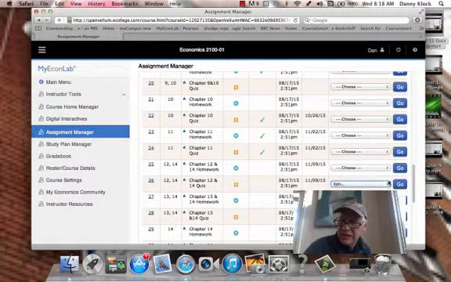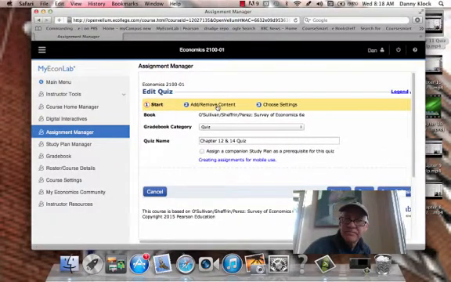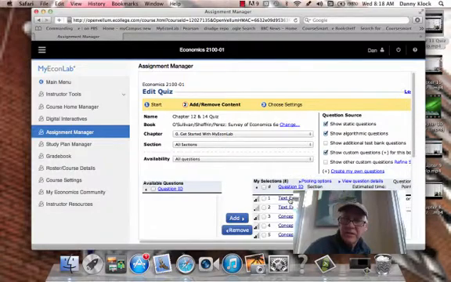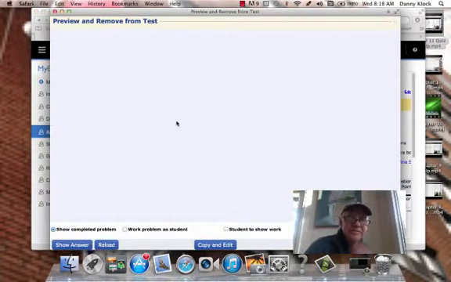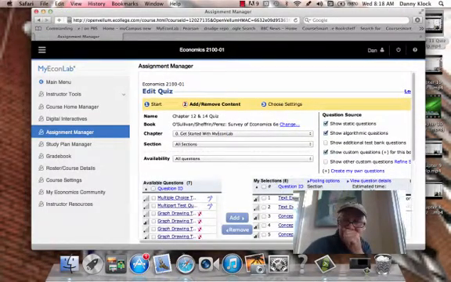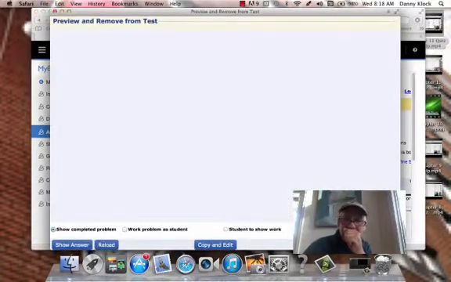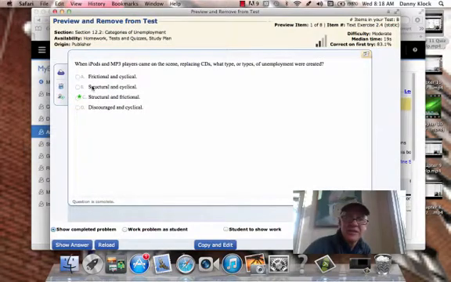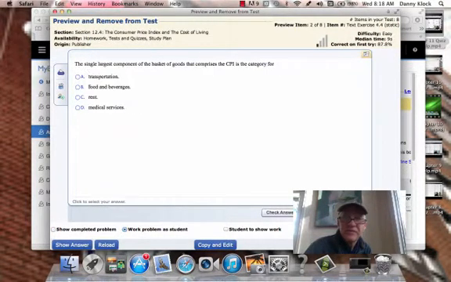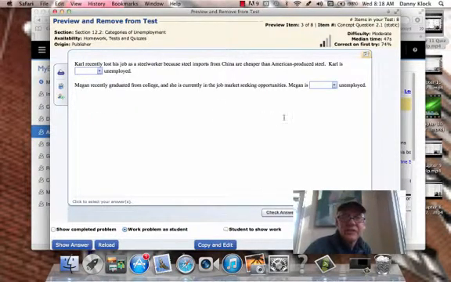Let me edit this thing. Look at my first one. It's loading, right? Same thing as before. All right, structural, frictional. Let me work the problems as students. Same thing again. Oh, here's a good one.